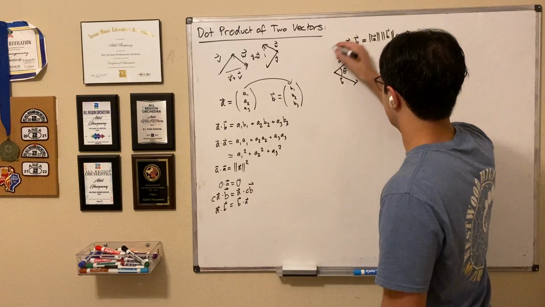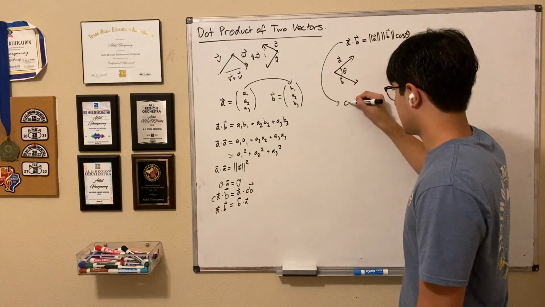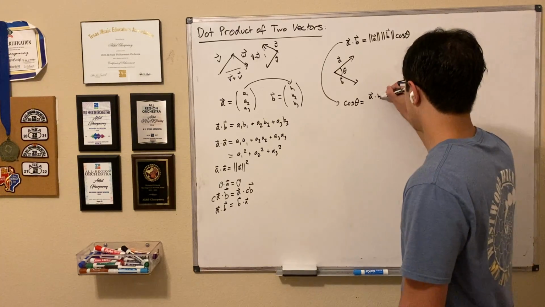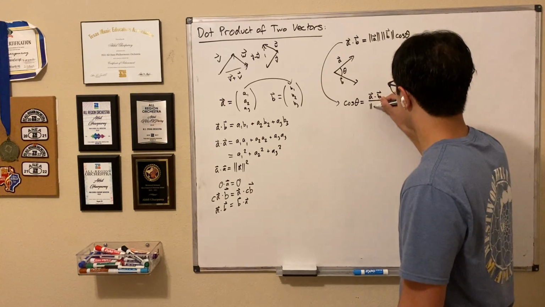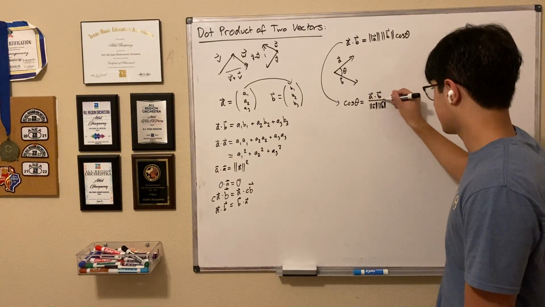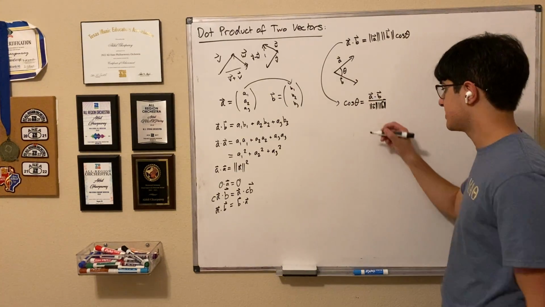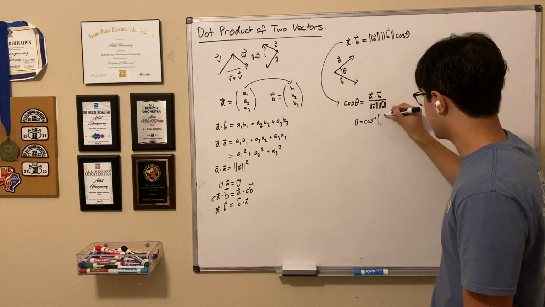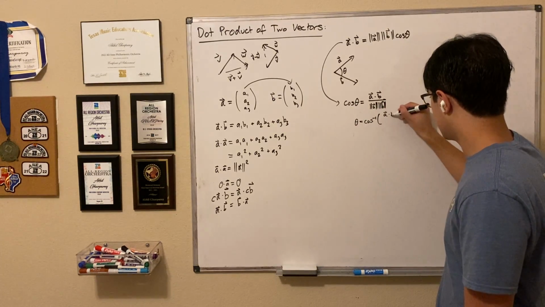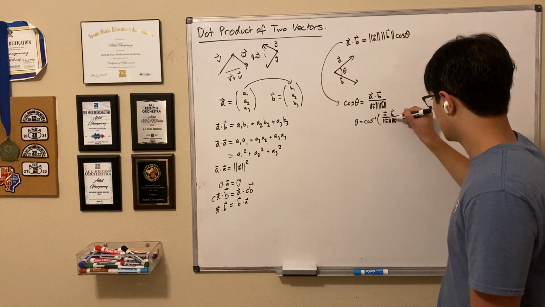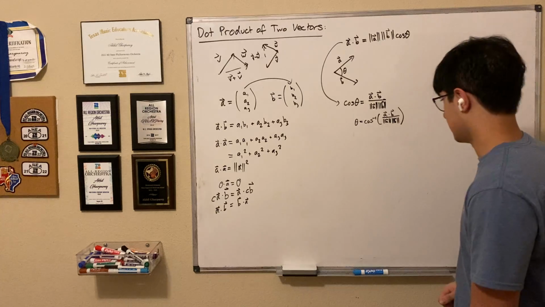What we can do here is take this formula and say that cosine of theta is equal to A dot B divided by the magnitude of A times the magnitude of B. And now to find theta from this, we can get that theta is simply the inverse cosine of A dot B divided by the magnitude of A and B.